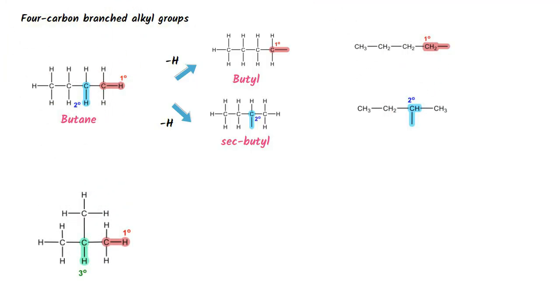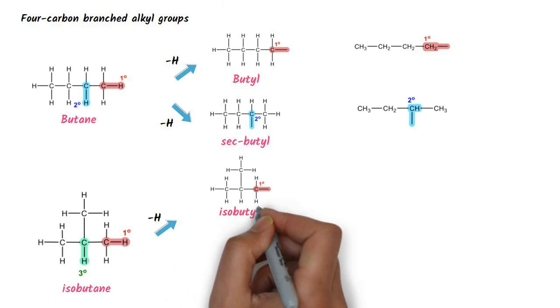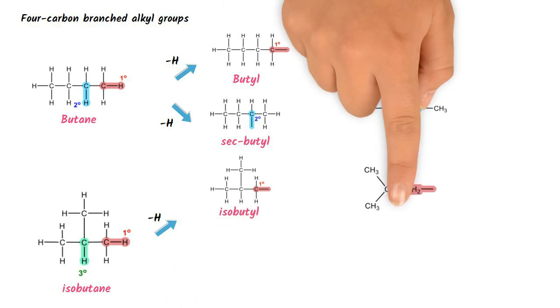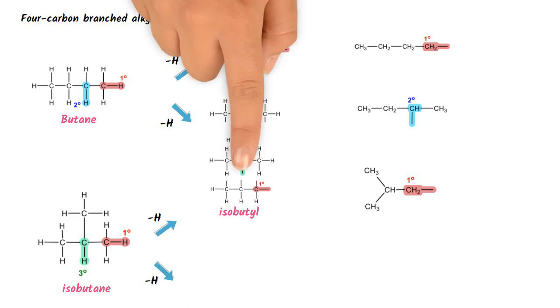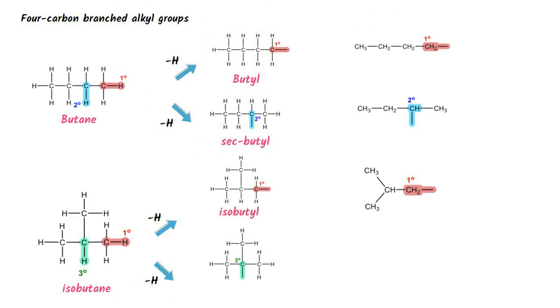Consider this molecule. It is called isobutane. These are primary carbons and this one is tertiary carbon. If we attach it to parent chain as a branch from this primary carbon, we call it isobutyl. It is simply represented like this. If we attach it to parent chain as a branch from this tertiary carbon, we call it tert-butyl. Tert means tertiary. It is simply represented like this.